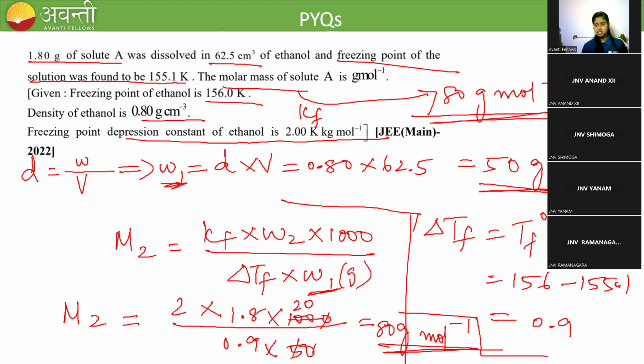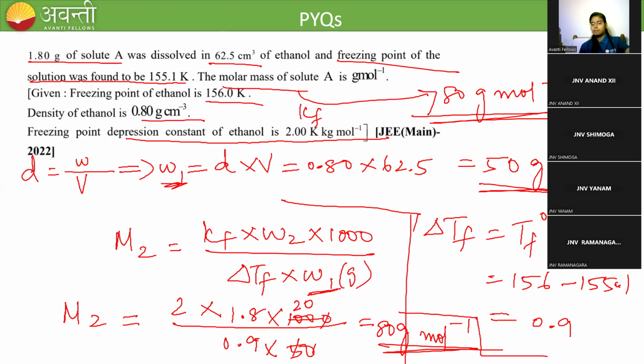Were you able to understand this question, students? This is a JEE Mains 2022 question. We are provided with many values and we have to find out the molar mass. Delta TF and the mass of the solvent we find from the density formula and the delta TF formula, and we apply them in the molar mass formula and get the answer here. Is this clear for all? Do any of you have any doubts from this question?